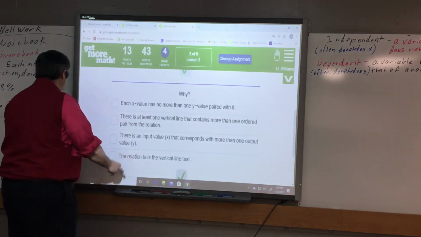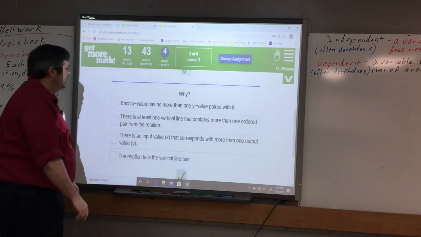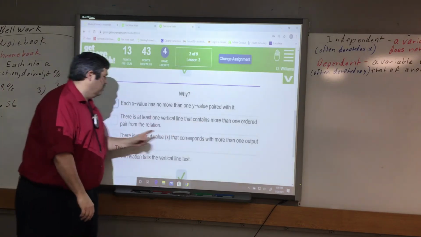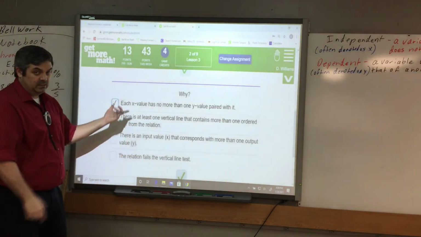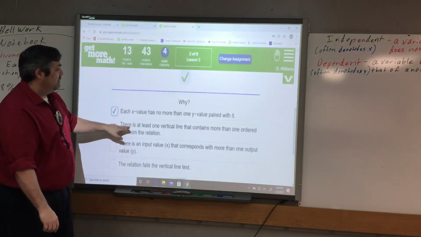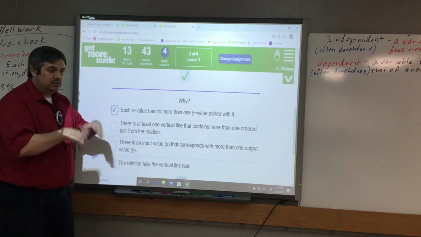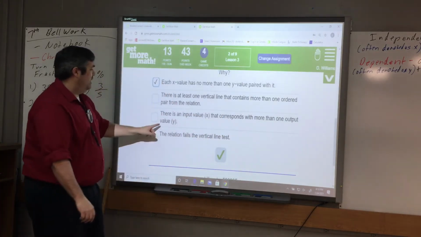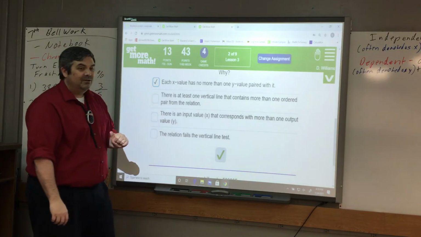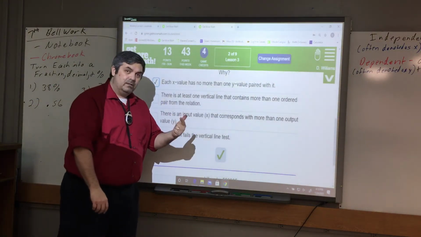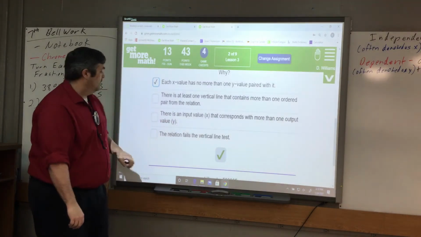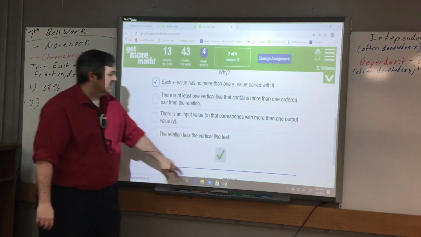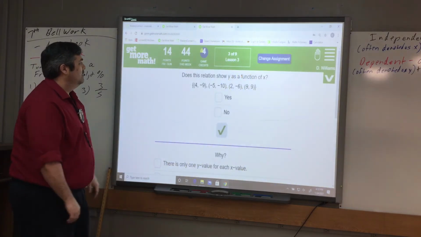And then I bet they ask why. All right, well, same thing. Each x value has no more than one value paired with it. There's at least one vertical line that contains more than one ordered pair from the relation. Now here they're referencing that vertical line test that I just talked about. Okay, well, no, that line only passed through our vertical line once. Okay, there's an input value that corresponds with more than one output value. Input, output. So now they're talking about input and output. So you've got to know independent, dependent, domain, range, input, output. Okay, the relation fails the vertical line test. Ah, right there, vertical line test. Okay, leaves me just there. Okay, and then we're back to here.